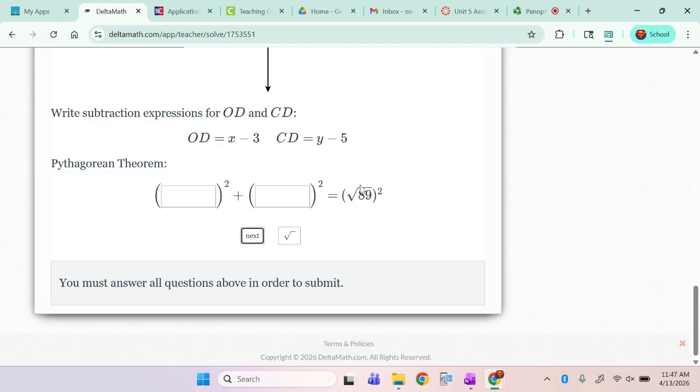All right, does everyone understand why I plugged them in and squared them? It's just the Pythagorean theorem, except instead of numbers, since we still have a variable, we're just plugging in these expressions for A and B. Because remember, the Pythagorean theorem: A squared plus B squared is equal to C squared. All right, so that's what you're going to type in here, x minus 3 and y minus 5.